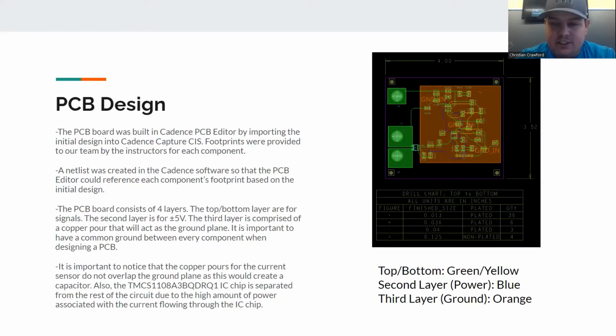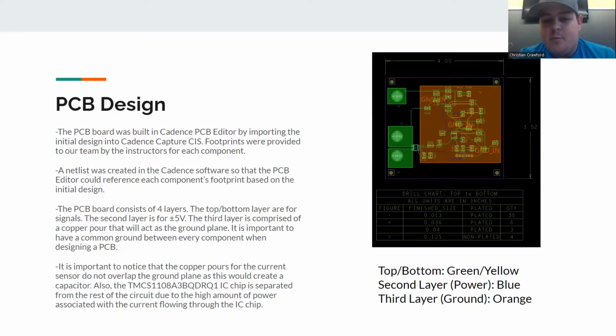Top and bottom layer are for signals only. Second layer is for plus or minus 5 volts, our power, and the third layer is comprised of a copper core that will act as a ground plane. It's important to separate these signals as you definitely want a common ground between all components, and you don't want power and signal on the same layer. That can lead to problems. Lots of noise and output as well.